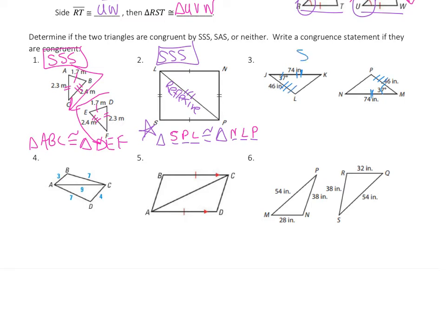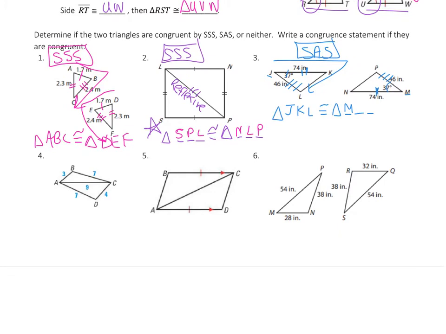This means that my triangles are congruent by side, angle, side, because my angle is between the two sides. So my congruent statement for the first one, if I go JKL, then my second one would have to be angle J has to be congruent to angle M, so that has to go first. My next angle has to be my one that is next to the 74, so that would be my N, and then lastly would be my letter P.